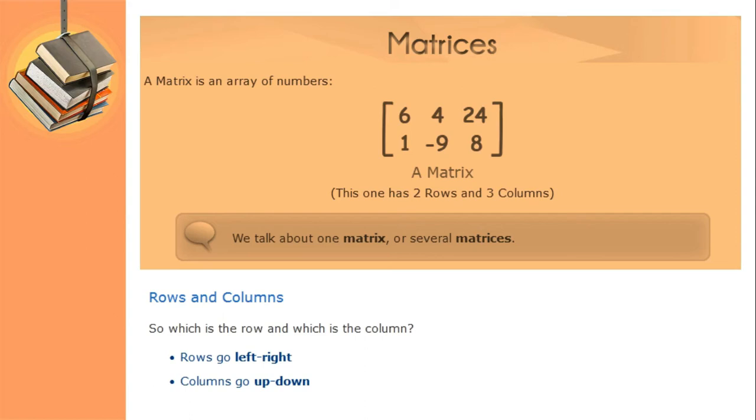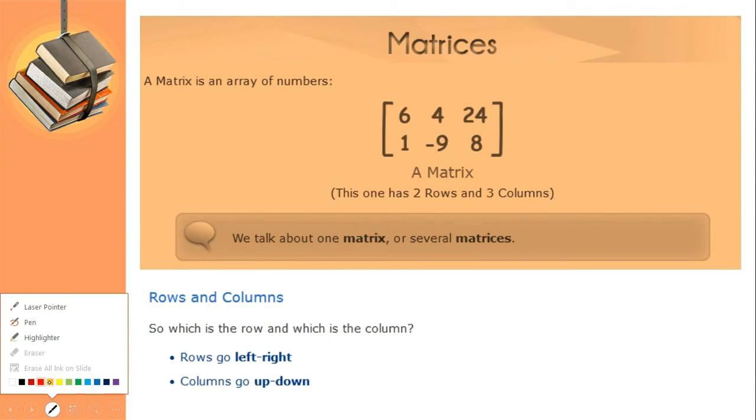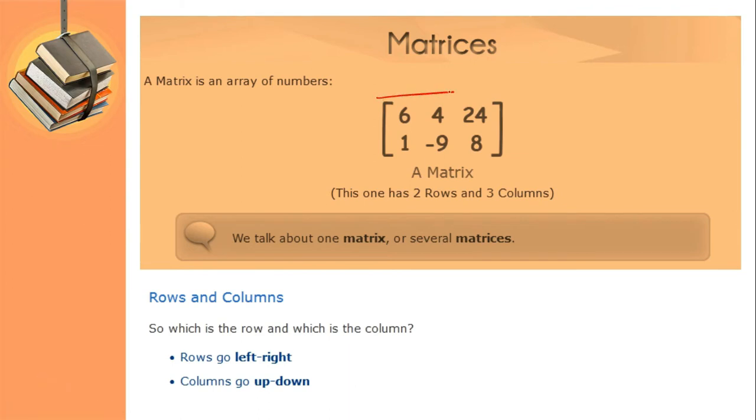Rows go from left to right. If we move from left to right, these are rows. So basically here we have two rows. And if we talk about columns, columns are from up to down. So these are column 1, column 2 and column 3.